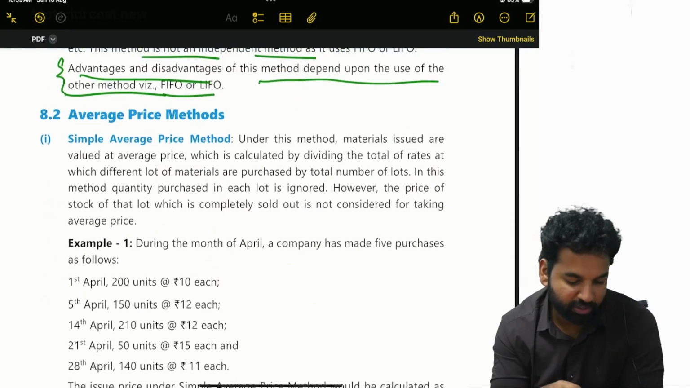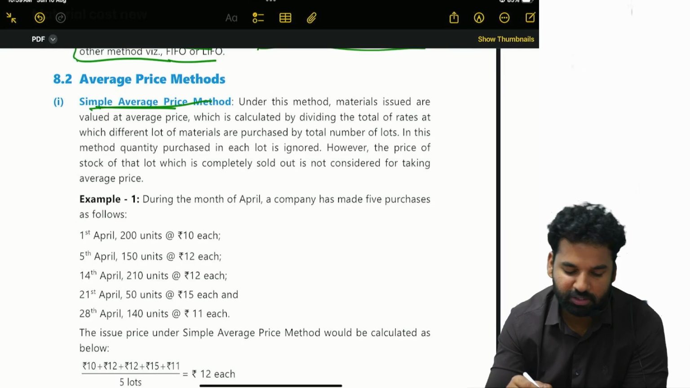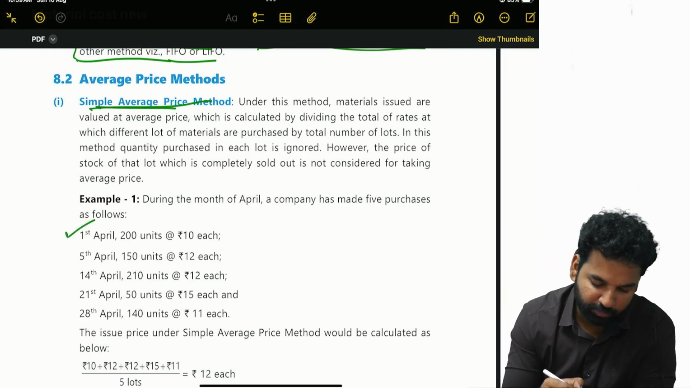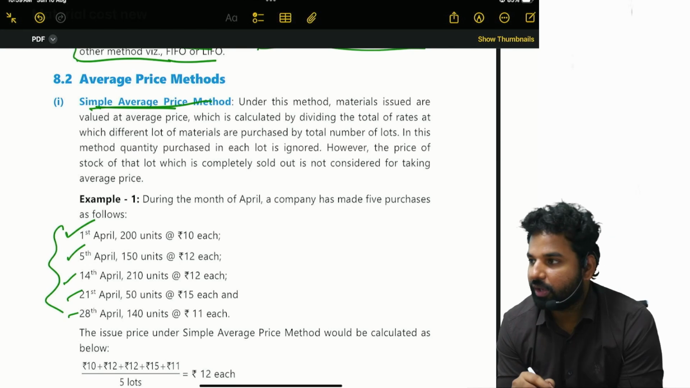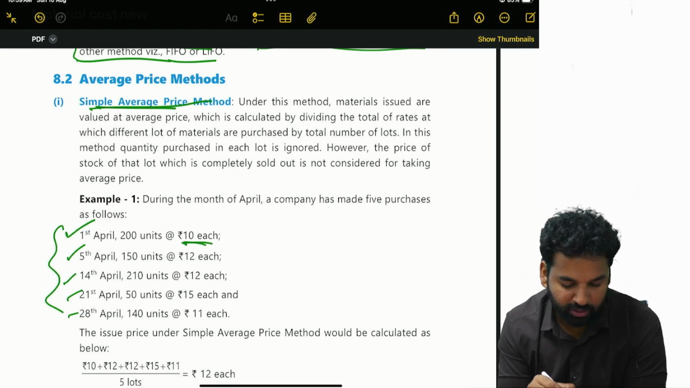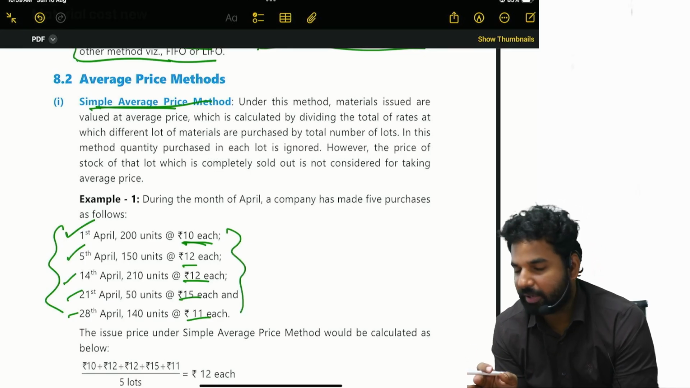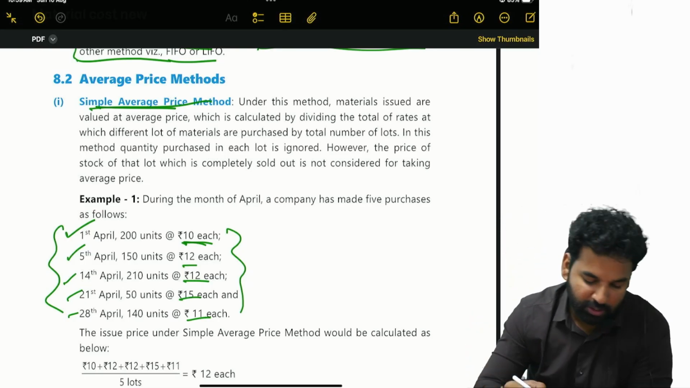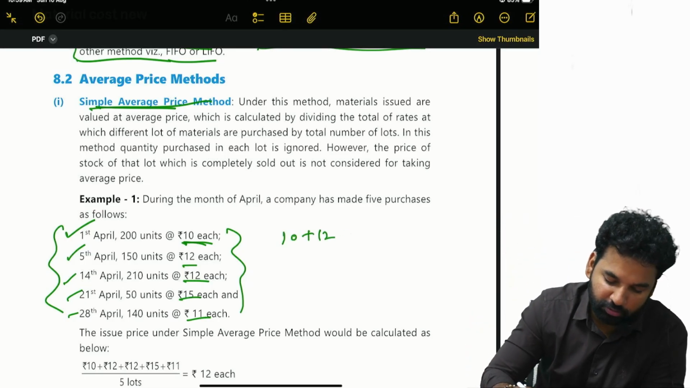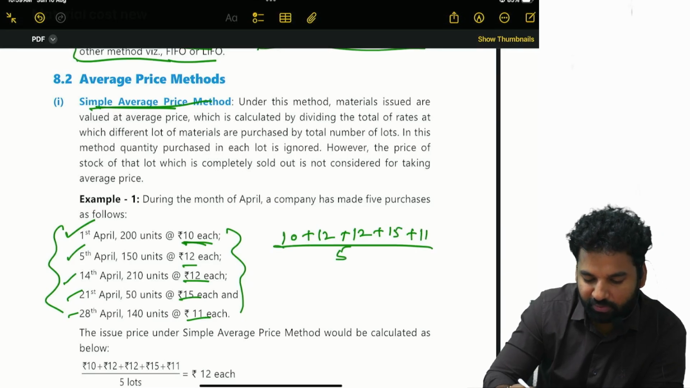Okay, so next is the average price method, the simple average. In this simple average, the calculation is like this: on 1st April we purchased, and then on the 5th, 14th, 21st, 28th. So in 5 lots we have purchased at different rates: 10, 12, 12, 15, 11. That means prices are fluctuating, and purchases on different dates were being made. In such cases, what is the average price? It is 10 plus 12 plus 12 plus 15 plus 11, divided by 5.